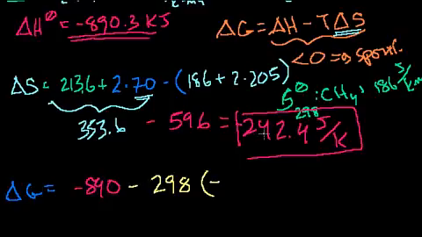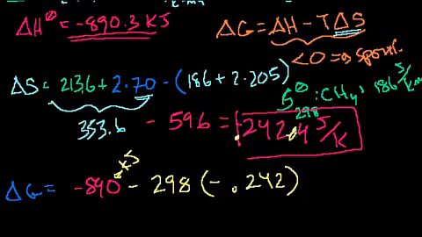Now, you might say, okay, minus 242. You might want to put that there. But you have to be very, very careful. This right here is in kilojoules. This right here is in joules. So if we want to write everything in kilojoules, since we already wrote that down, let's write this in kilojoules. So it's 0.242 kilojoules per Kelvin.